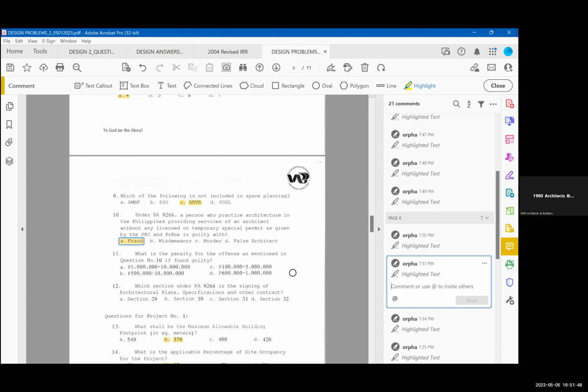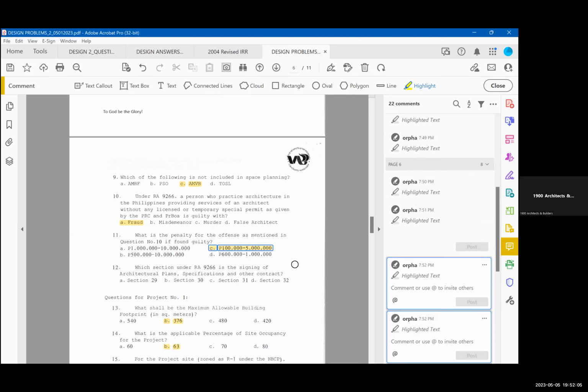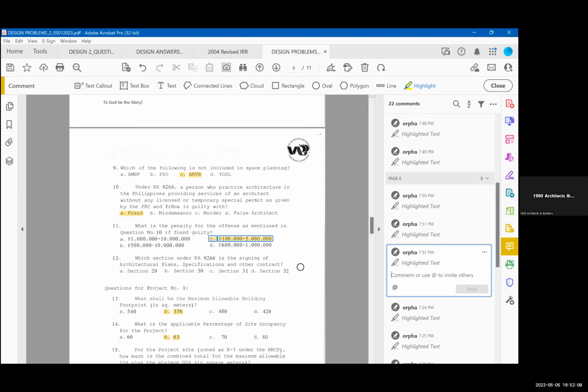Number 11. What is the penalty for the offense as mentioned in question number 10 if found guilty? So the answer is letter C. Number 12. Which section under RA 9266 is the signing of architectural plans, specifications, and other contracts? So the answer is letter D, section 32.